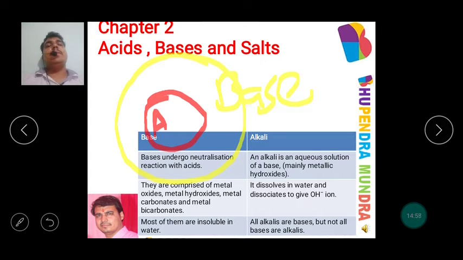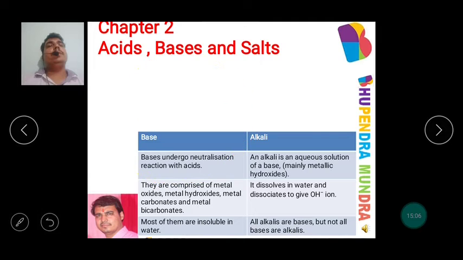Bases comprise metal oxides, metal hydroxides, metal carbonates, and metal bicarbonates. Whereas alkalis, when dissolved in water, dissociate to give OH minus ions. Most bases are insoluble in water, but alkalis are soluble in water. All the alkalis are bases, but not all the bases are alkalis.